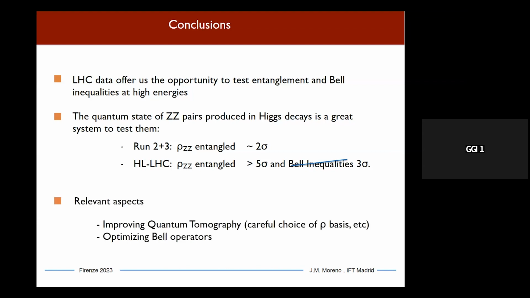So the relevant aspects I would like to comment on are that, in order to improve the quantum tomography, a careful choice of the R matrix could help. And it's also important to optimize the Bell operator. So thanks for your attention.